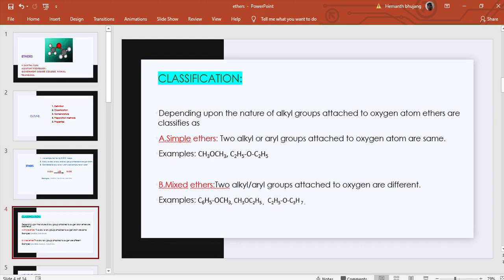So now I think it is clear what simple ethers are and what mixed ethers are. Simple ethers are those ethers which have the same alkyl or aryl groups. Mixed ethers are those ethers which have different alkyl groups or aryl groups at the oxygen atom. They are called mixed ethers. So we can give a number of examples for simple ethers as well as mixed ethers.